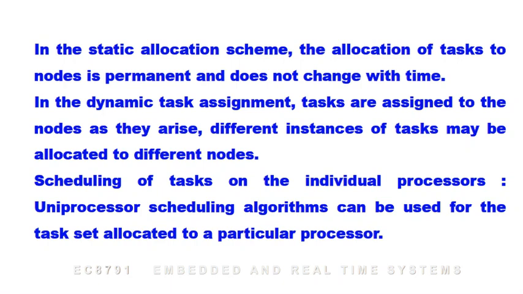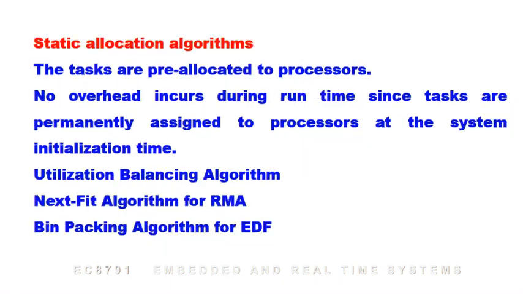Scheduling of tasks on the individual processor: uniprocessor scheduling algorithms can be used for the task set allocated to a particular processor. Static allocation algorithm: the tasks are pre-allocated to processors. No overhead is incurred during runtime since tasks are permanently assigned to processors at system initialization time. Utilization balancing algorithm. Next fit algorithm for RMA. Bin packing algorithm for EDF.